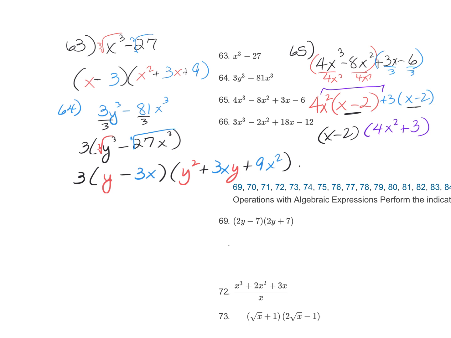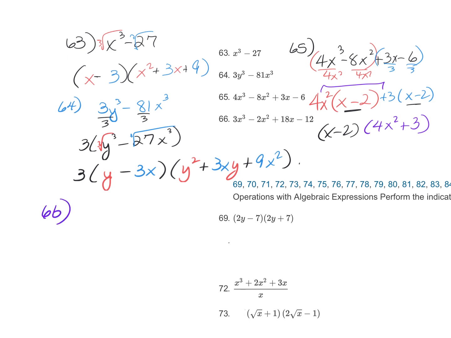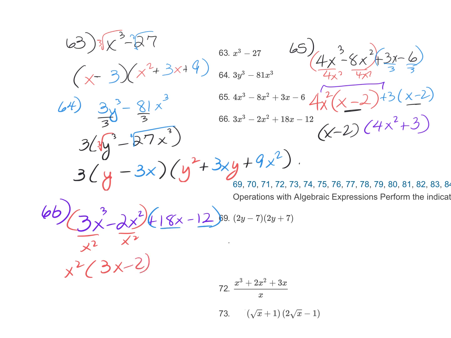So for 66, I'm still going to factor by grouping. I'll move over here. So I have 3x to the third minus 2x squared plus 18x minus 12. I'm going to make my groups. I'll make a red group and a blue group. My GCF of red is going to be x squared. So I'm going to divide by x squared, and I'm left with 3x minus 2. My GCF of the blue group is going to be 6. And then I'm left with 3x minus 2.